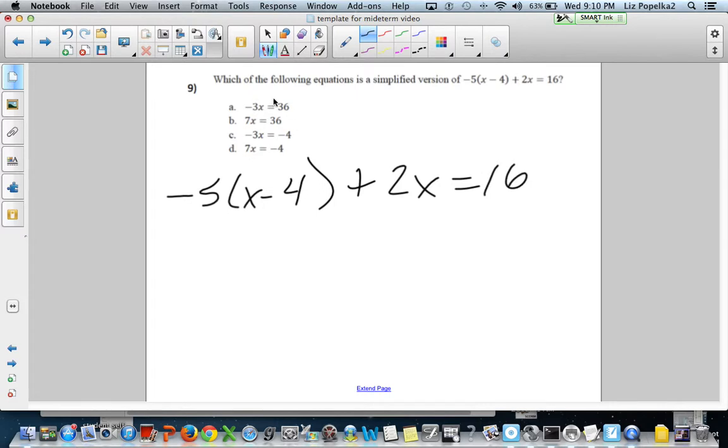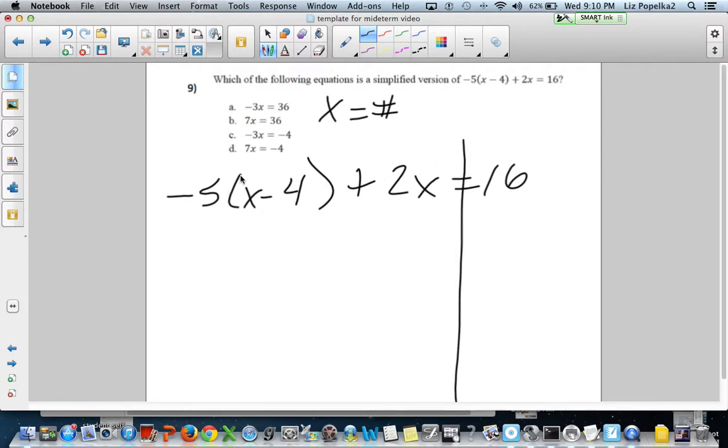As you can tell, because none of our answers right here gives us an x is equal to a number, it's not simplified all the way. So it looks like we just need to figure out which one of these means a shorter version of this. So we might want to start by putting our lazy river right here in the middle.